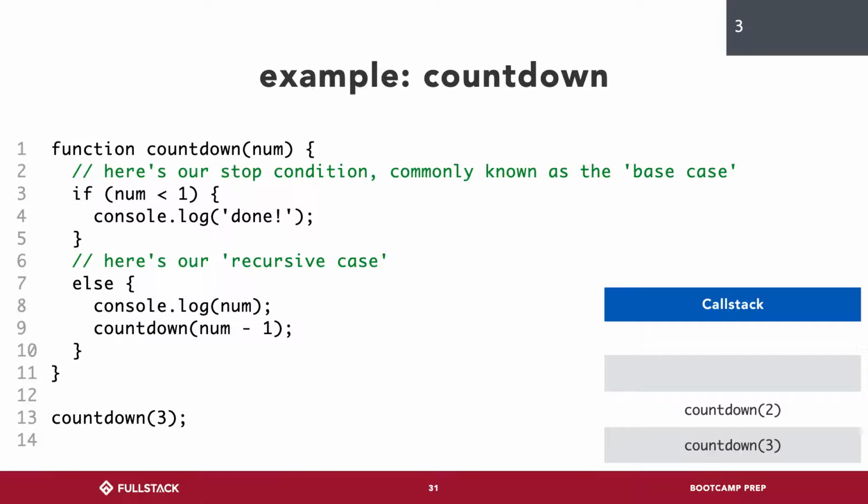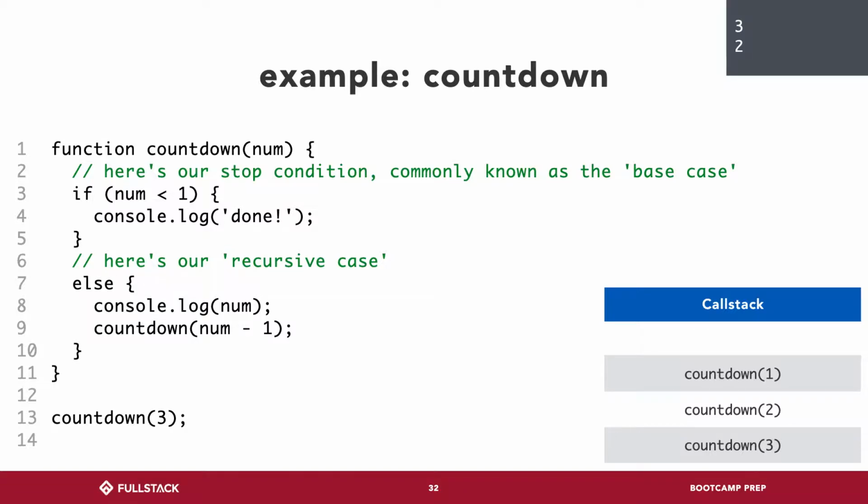So now that countdown of 2 is running, num is 2. Is num less than 1? No. So we go into here, console.log 2, and then you call countdown again. You invoke it with 2 minus 1. So countdown of 1 is then thrown onto the call stack.